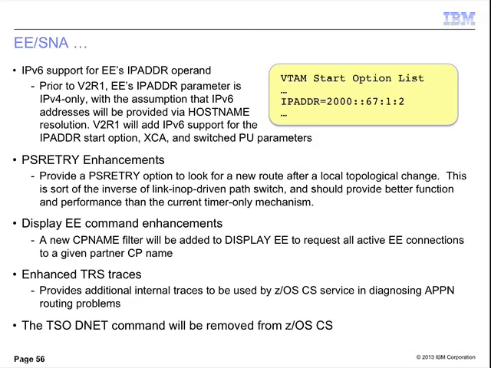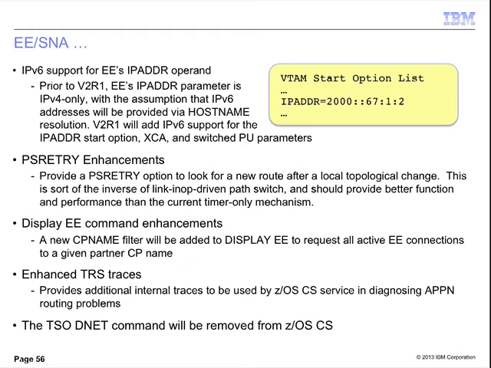Well, we've had a number of customers that say for various reasons they really would prefer to be able to code their v6 addresses as IP addresses using IP adder. So we have finally enabled that in V2R1. I won't go through all of these.